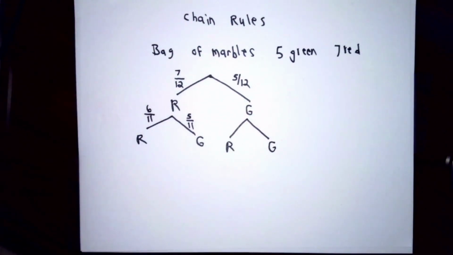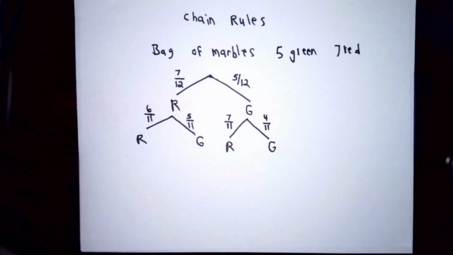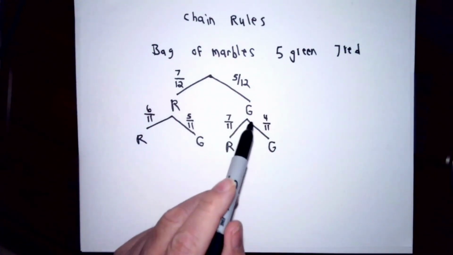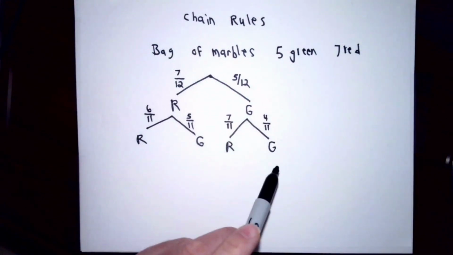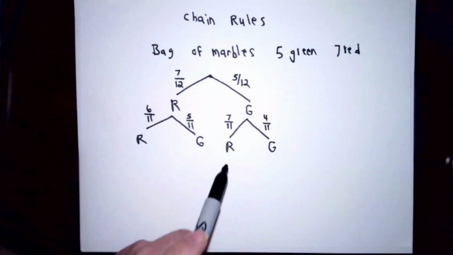There's another way I could get a green marble on the second draw. If the first marble was green, then I now have only 4 green marbles left and still have all 7 of the original red ones. So the probability that if the first marble was green, then the second one is green will be 4 divided by 11. If the first marble is green, then the probability that the second marble is red is 7/11.